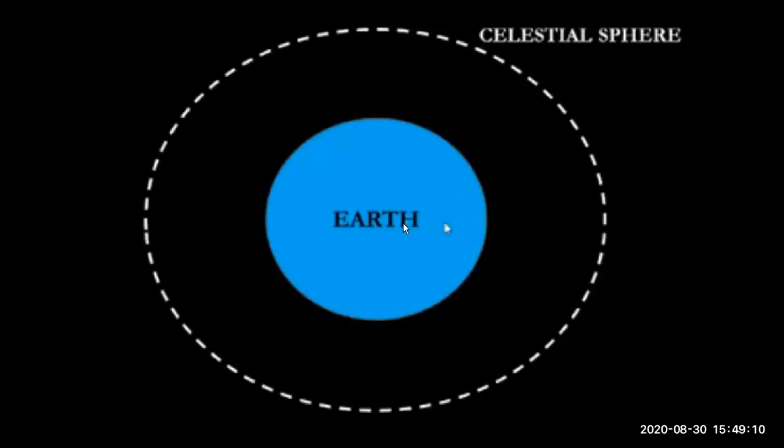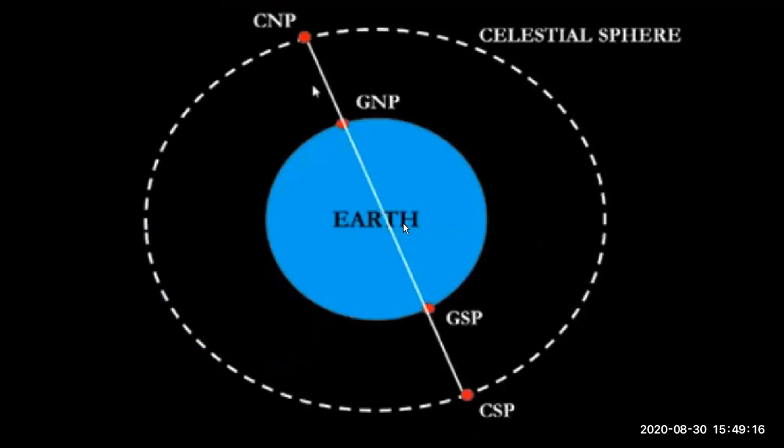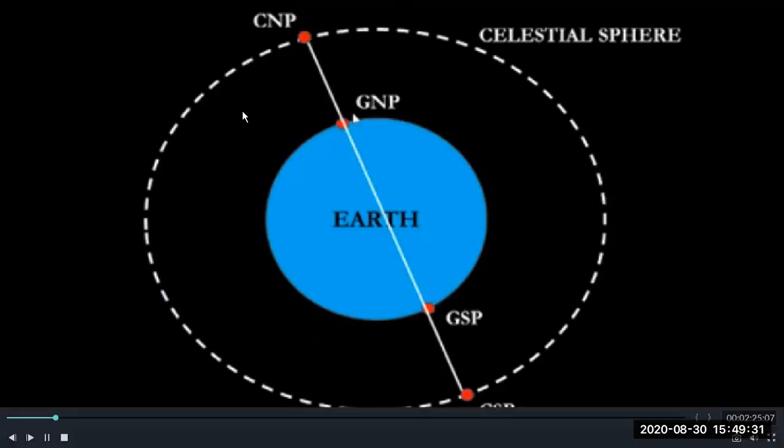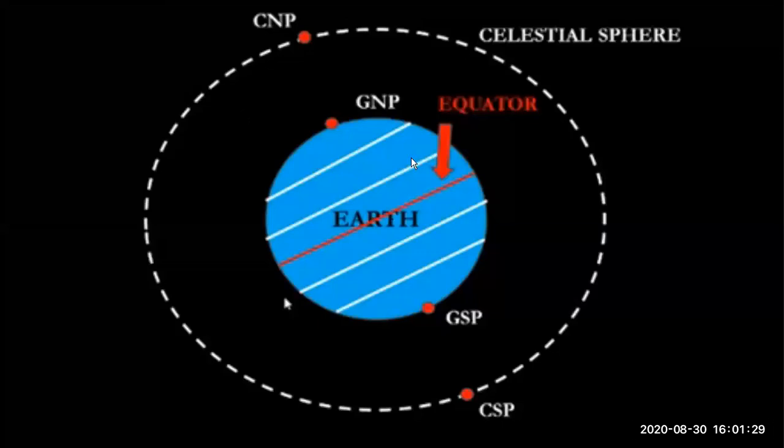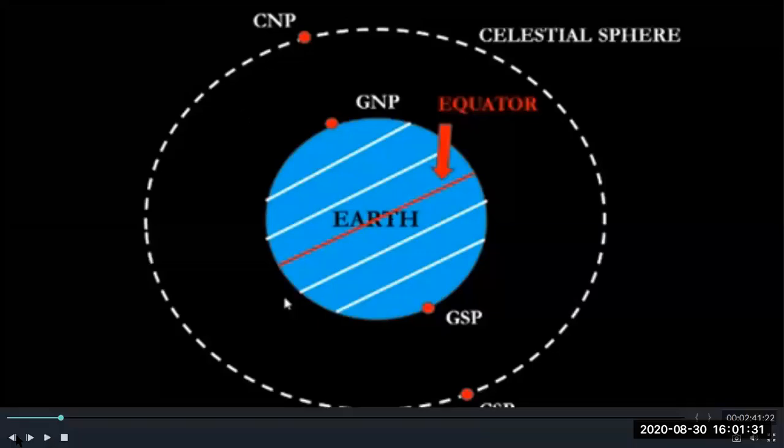Now let's see, this is the earth and the celestial sphere, and you have the poles. Earth has a geographic north pole and south pole, and the projection of the north pole on the celestial sphere is the celestial north pole, and the projection of the south pole on it is called the celestial south pole. So let's continue.